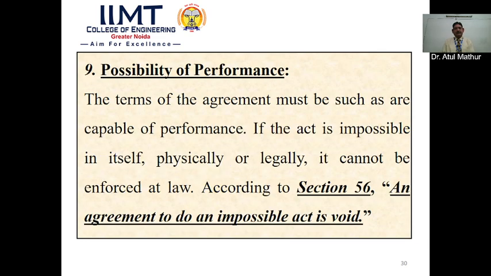The ninth point is possibility of performance. The terms of the agreement must be such as are capable of performance. If the act is impossible in itself, physically or legally, it cannot be enforced at law. According to section 56, an agreement to do an impossible act is void.